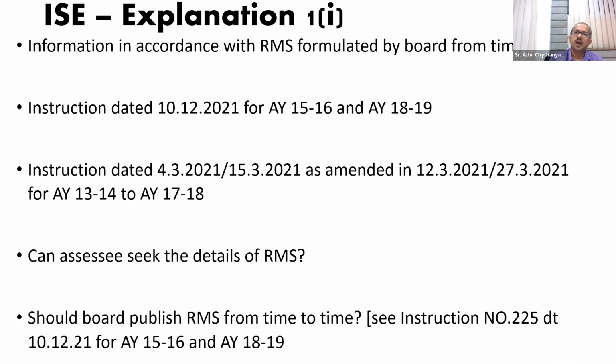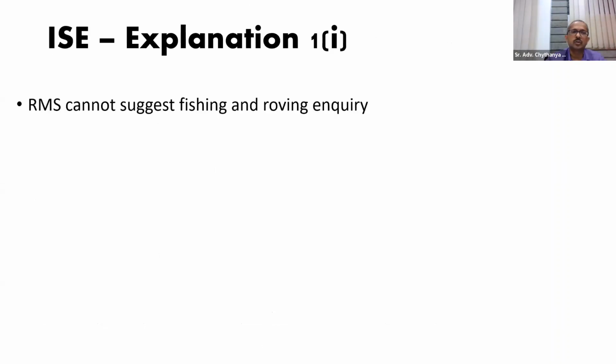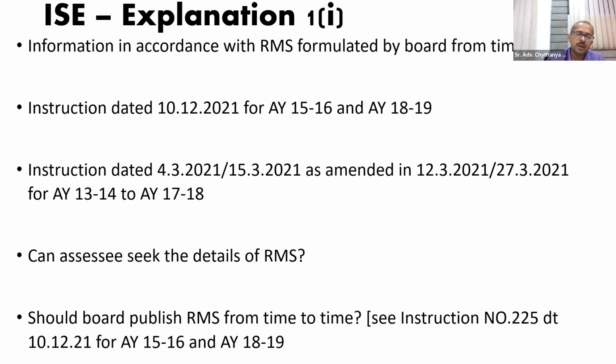Next is RMS formulated by the board from time to time. So time to time, they keep changing. When they keep changing from time to time, which RMS will have to be applied in your case? The argument could be that the RMS question would arise at the time when you would issue notice under 148A, because you are invoking explanation 1, clause 1. So at that time, you'll have to see whatever is the RMS.